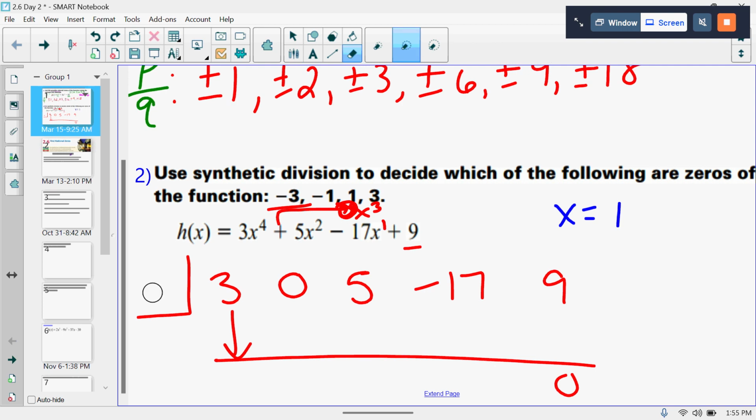And then we'd have to check the other one too, because it could have more than one place where it crosses the x-axis. But if you plug in 3 and do the synthetic division, you're going to get 246, not 0. Okay, so 1 was the only thing that would have worked.